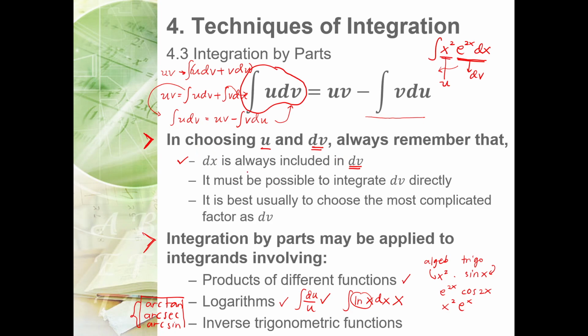The next step is that it must be possible to integrate dv directly. And it is usually best to choose the most complicated factor as dv. So to sum up these two tips, you need to choose the most complicated factor or term, but one that is possible to integrate.